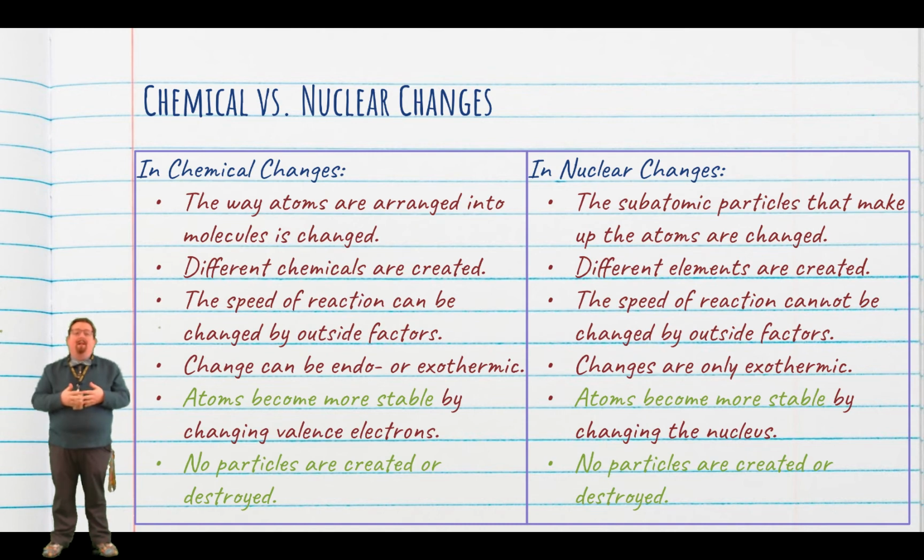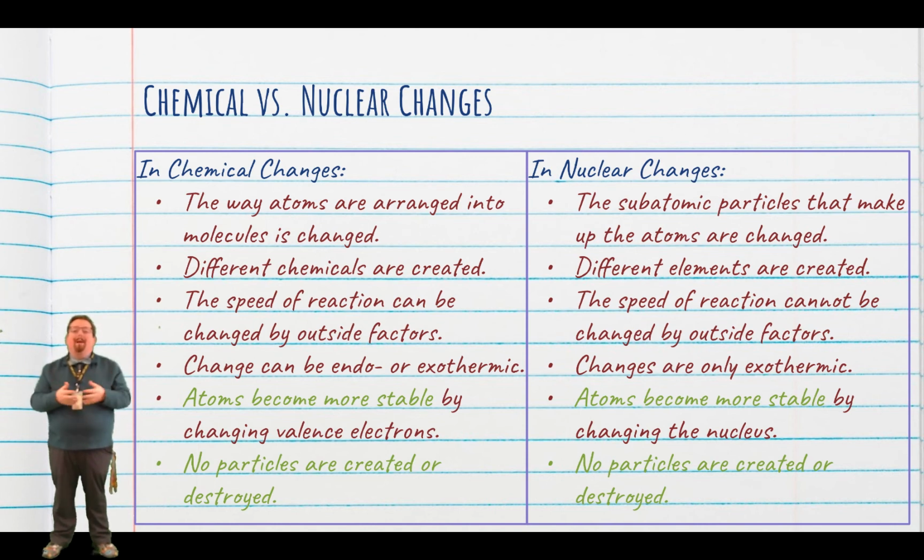In a chemical change, you can affect the speed of a reaction by changing the temperature, the pressure, adding a catalyst, all sorts of outside factors could affect the speed that a reaction takes place. In a nuclear change, the reaction is spontaneous. It happens at random, and there's nothing we can do to change the speed of that reaction with outside influences. In chemical changes, we can have endothermic or exothermic changes. In other words, overall, it could take in energy or it could release energy. But all of our nuclear changes are releasing energy.